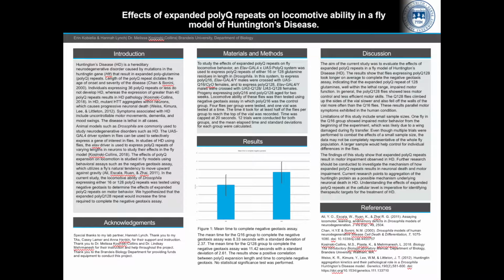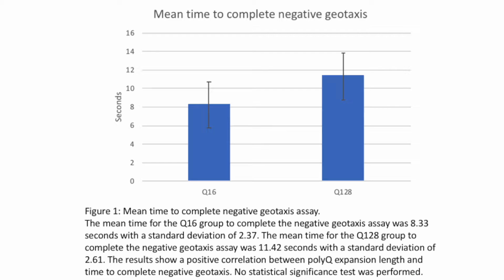After we took our data, we calculated the means and standard deviations for each group. On average, the flies in the Q128 group were found to take longer to complete the negative geotaxis assay compared to the Q16 group. The mean time for the Q16 group was 8.33 seconds with a standard deviation of 2.37 seconds, while the mean time for the Q128 group was 11.42 seconds with a standard deviation of 2.61.